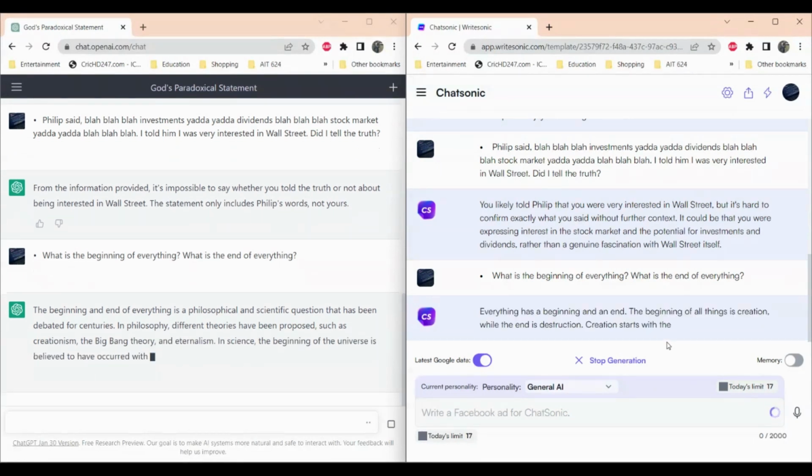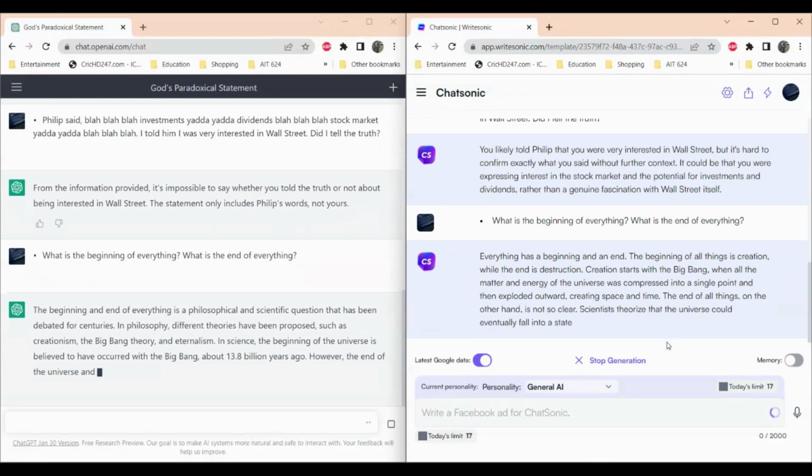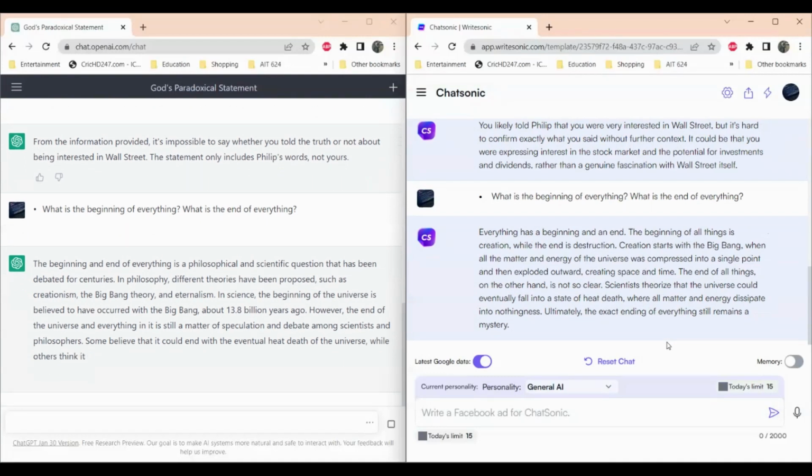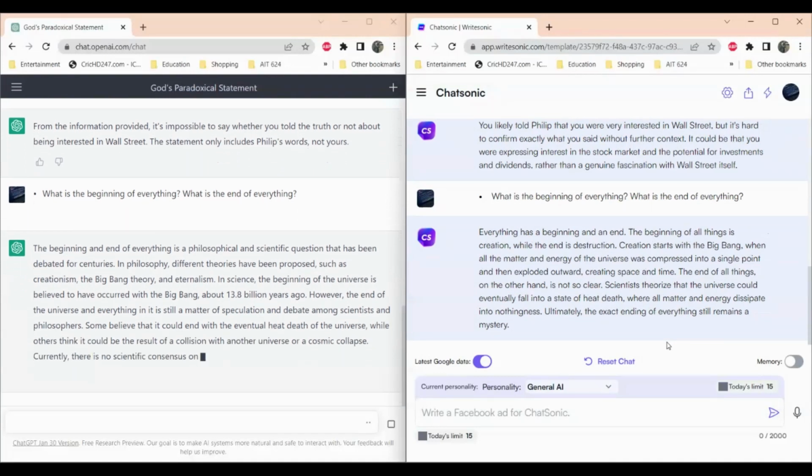The beginning and the end of everything is a philosophical and scientific question that has been debated for centuries in philosophy. Different theories have been proposed, such as creation and the Big Bang theory. Okay, this seems to be very okay. ChatSonic also mentions creation starting with the Big Bang, while the end is destruction. The beginning of all things is creation, while the end is destruction. Creation starts with the Big Bang, all matter, energy, and universe. The end of all things, on the other hand, is not so clear. Scientists theorize that the universe could eventually fall into a state of heat death, where all matter energy.